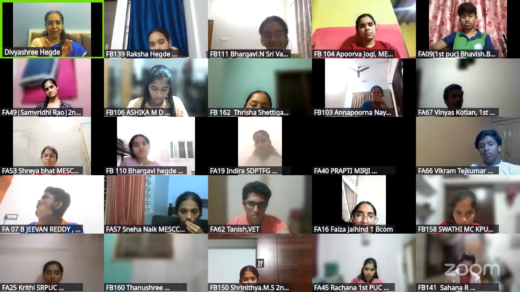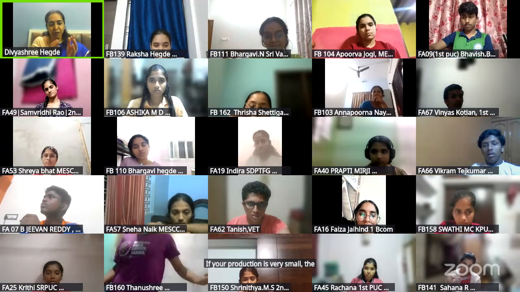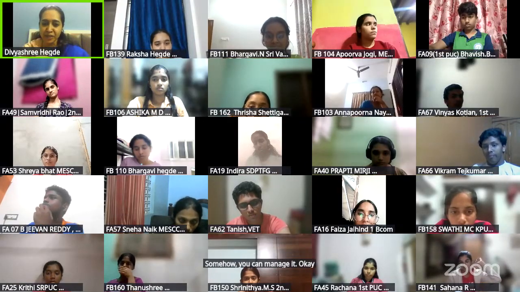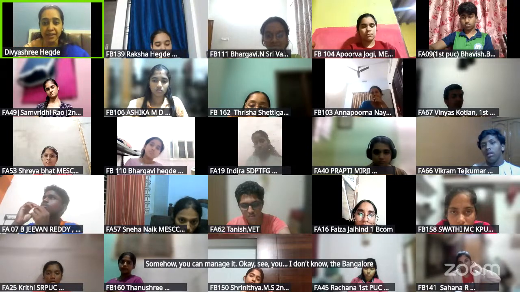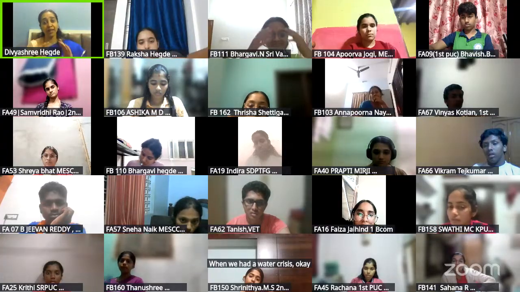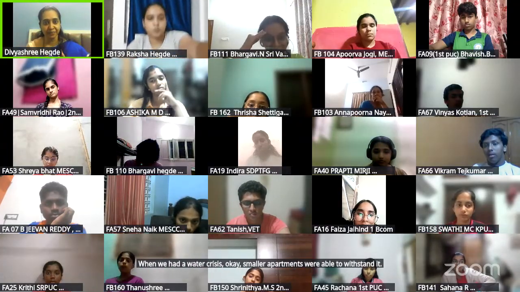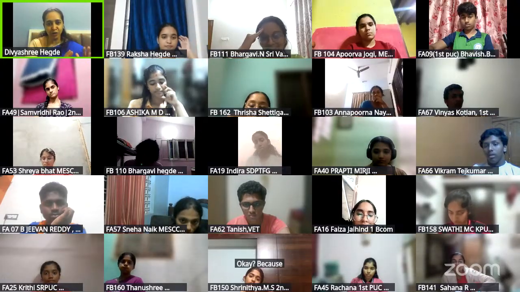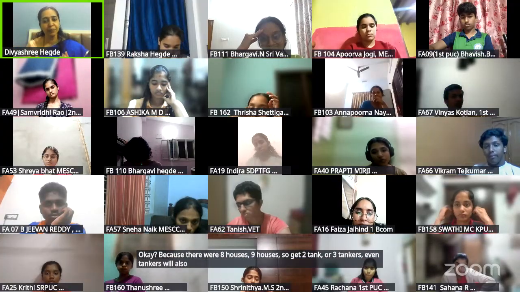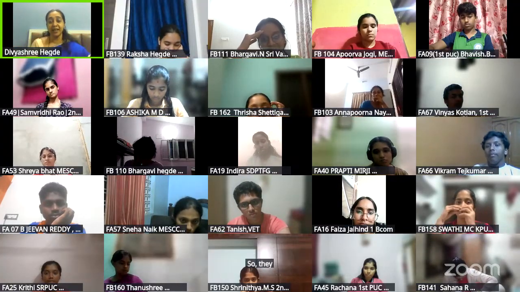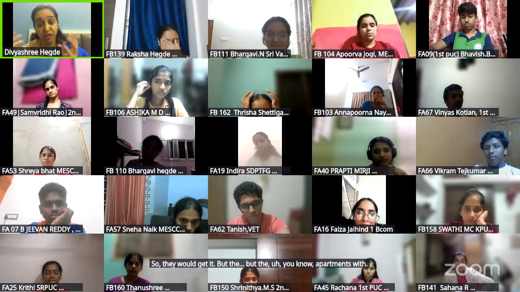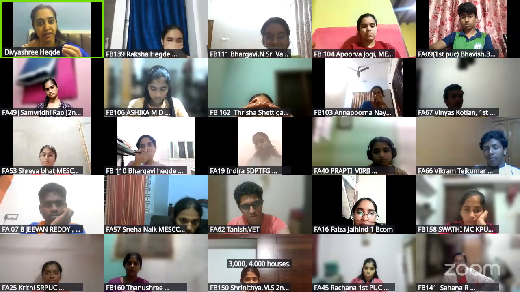If your production is very small, the factor input requirement is also less. Somehow you can manage it. I don't know, the Bangaloreans would remember it. In summer, when we had a water crisis, smaller apartments were able to withstand it. Because there were 8 houses, 9 houses, they could get 2 or 3 tankers, and tankers will also agree because that is something possible for them. So they would get it.